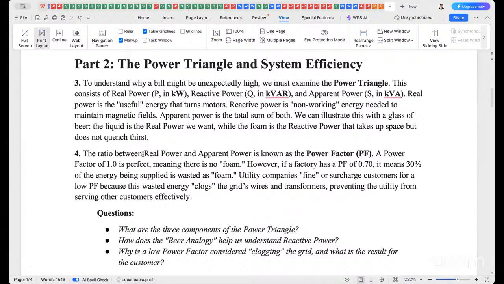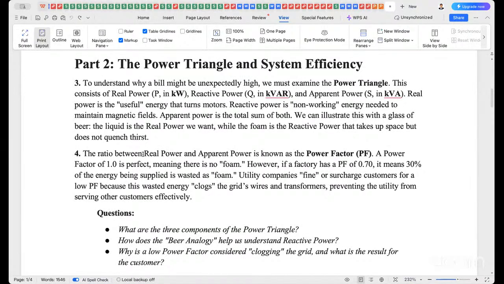Thank you very much, Kelechi. Now, if we want to explain it using the beer analogy, how can we use that analogy to understand reactive power? Or even using a soap analogy, a liquid foamy soap analogy, how can we explain it?